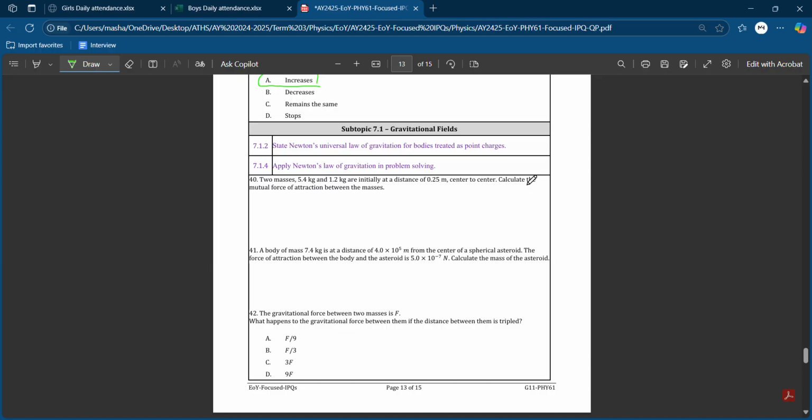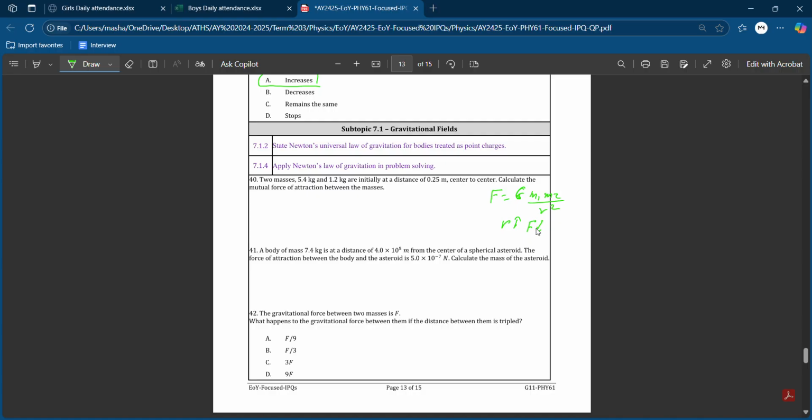So here I want you to keep in mind this information, which is that the force between two masses equals G, which is a constant, times mass 1, mass 2 over the radius squared. So if the distance increases, if R increases, the force will decrease, since they are inversely related to each other. And now let's solve it.